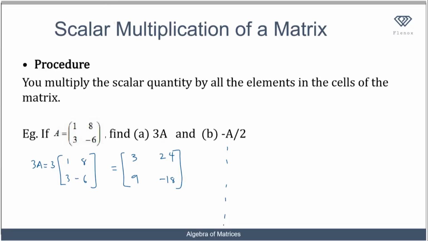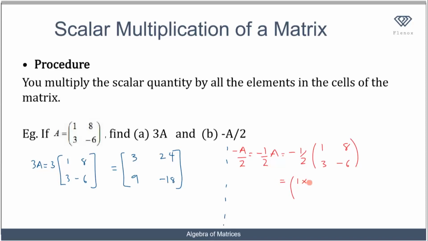So you have this. Now, in the B part of the question, we are told to find minus A over 2. Minus A over 2 can also be written as minus 1 over 2 A. So this can be written as minus half into brackets 1, 8, 3, and minus 6. All we do is multiply all the elements in the matrix by this scalar quantity, minus half.